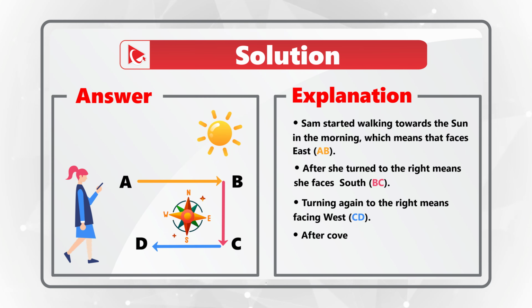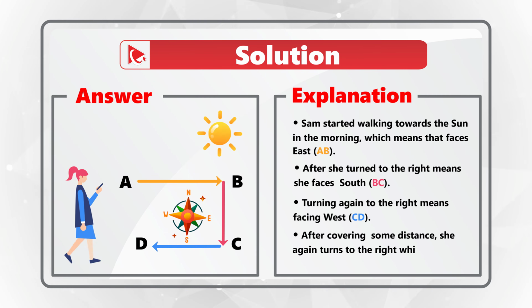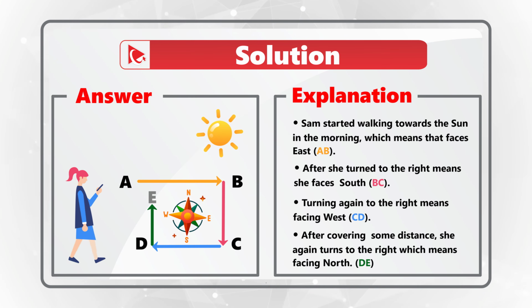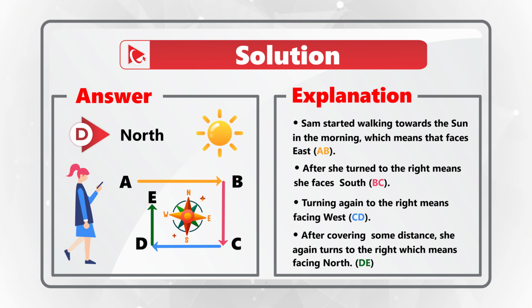And then the last but not the least turn, after Sam covers more distance, she again turns to the right, which means that now she is facing north, which is shown by the ray DE. So the correct answer here is choice D, north. Hopefully you've nailed this question and now know how to answer similar problems on the test.